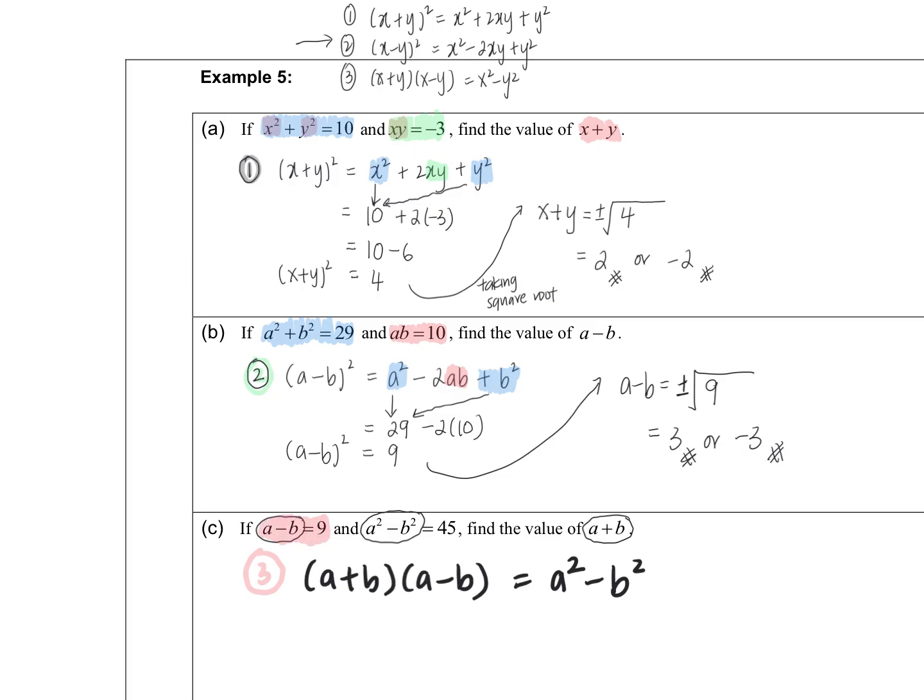If you choose 1 and 2, it might not help you solve the question. For this question, must use 3. So A minus B is 9. I change to 9. How do you know when to use it? That's why you must see what information they give you. You see this one? They give me x square plus y square. So I want to use this because this one got x square plus y square.